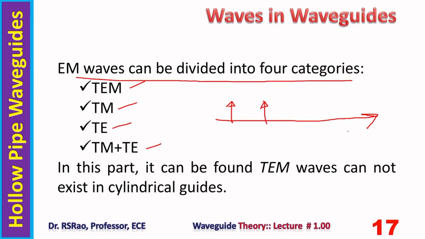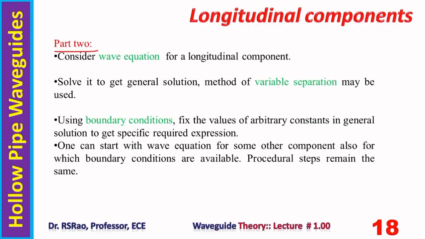In case of non-TEM, one or both, electric vector or magnetic vector or both, must have a component parallel to the direction of propagation. In part 2, that is part 1, in part 2, what we do is longitudinal components are estimated. We consider the wave equation for a longitudinal component.